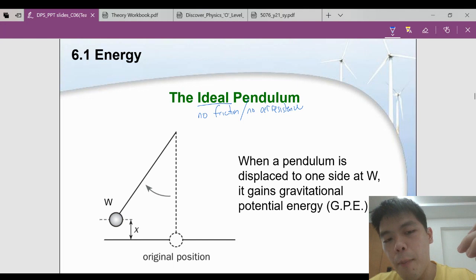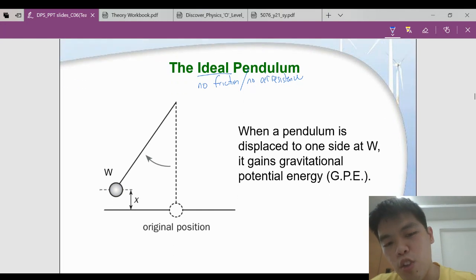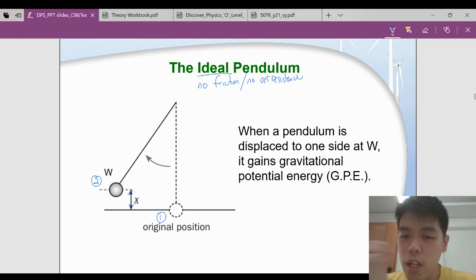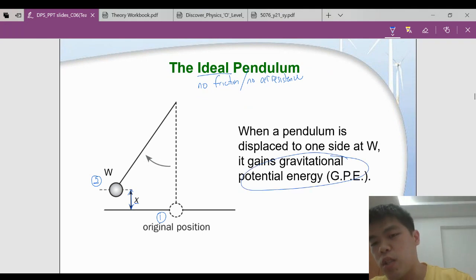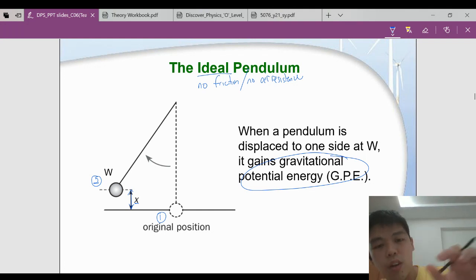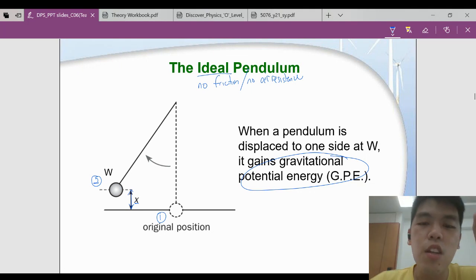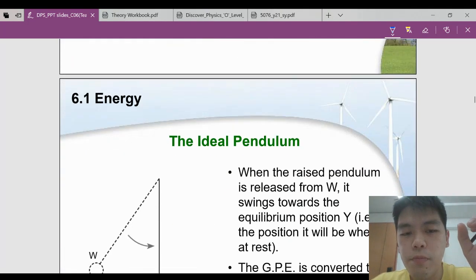Okay, so what happens here is the pendulum is at our original position at 1, then it moves on to position 2 here, which is at W. At W, it has a certain height above. Since it has a certain height x, what energy does it have? Yes, it has gravitational potential energy. Since it is at W and being brought up there, does it have any movement? No movement means it does not have any kinetic energy. So it only has GPE.